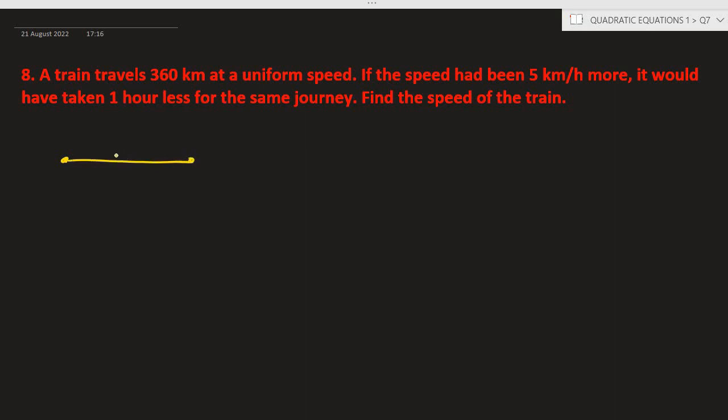Imagine that it is a distance of 360 kilometers. While it is moving at a speed of x, it is taking time t1. When the speed of the train is increased by 5 km per hour, then it is taking time t2. Obviously, when the speed is increasing, time taken is less. Therefore, can we say t1 is greater than t2? T1 is greater than t2, and the time t2 is 1 hour less than t1. That is, t2 is equal to t1 minus 1, as he had given in the problem.